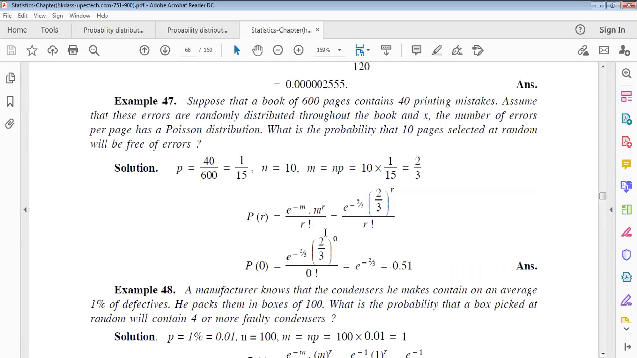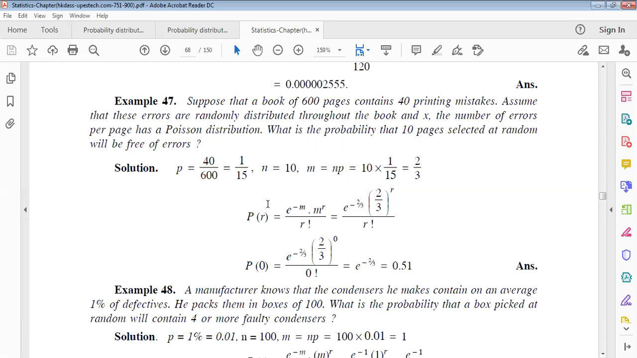Okay, now next example. Suppose that a book of 600 pages contains 40 printing mistakes. Printing mistakes, how many? 40 out of 600. So probability will be what? 40 divided by 600, that means favorable sample divided by total sample. This is the definition of classic probability. So this will give 1 by 15 as the result. Assume that these errors are randomly distributed throughout the book and X, the number of errors per page, has a Poisson distribution. What is the probability that 10 pages selected at random will be free of error? That means n equals 10 pages. Within the 10 pages I selected, there will be no error. Error means printing mistake. So m equals np, which is 2 by 3, the mean of the Poisson distribution.